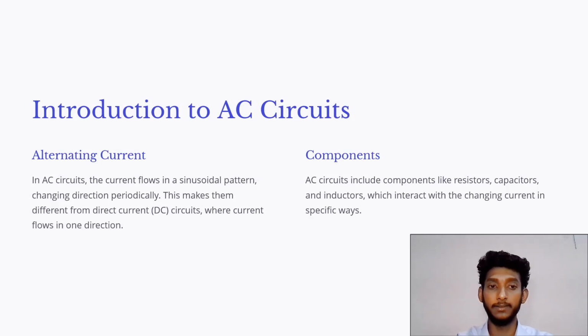Introduction to AC circuits. The first thing is alternating current. In AC circuits, the current flows in a sinusoidal pattern, changing direction periodically. It makes them different from direct current DC circuits, where current flows in one direction. Secondly, components. AC circuits include components like resistors, capacitors, and inductors which interact with the changing current in a specific way.